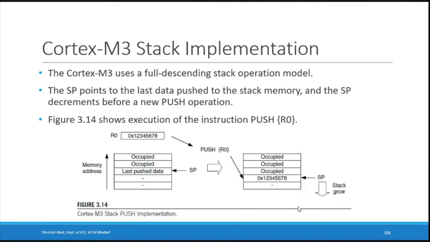So it is decremented by 4. The new stack pointer will be pointing to this particular address, and there the contents of R0 will be copied, right? So this is the way the stack will grow. Stack is full descending, it will grow downwards. Whereas here, the memory address is increasing and higher above, whereas the stack grows downward.